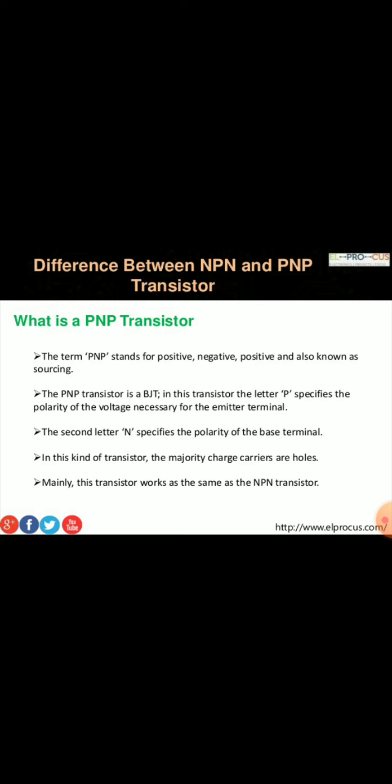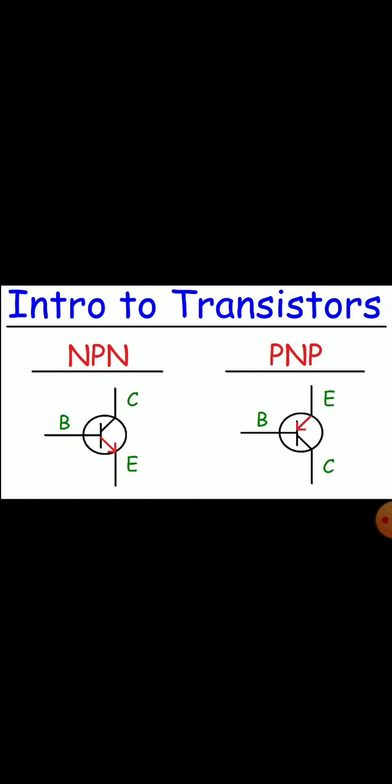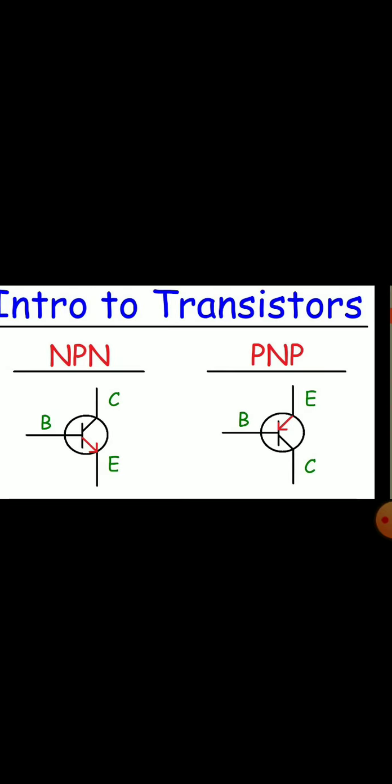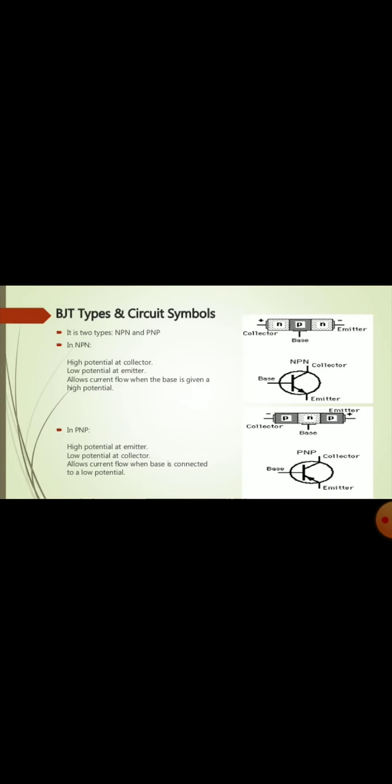It is also called positive, negative, positive. Here the majority carriers are holes because it has more positive charge. This is the BJT types and their circuit symbols.